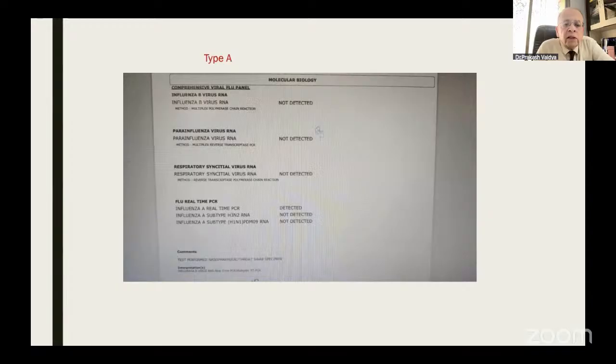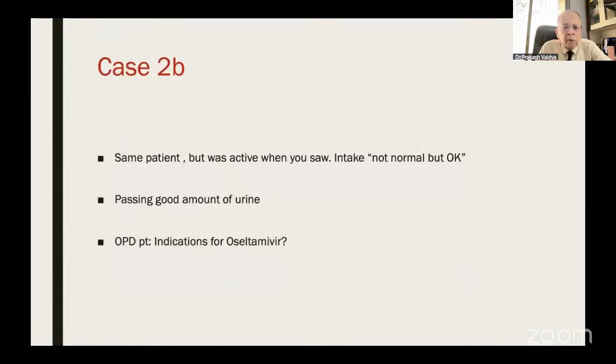This was the report of the child. Now, I'm sure it's not very clearly readable, but let me read it out to you. It showed influenza A, H1N1 not detected, H3N2 not detected. Only A was there. So this was some other type of flu virus. We could not classify it, but this was flu in the end, and this child did well.